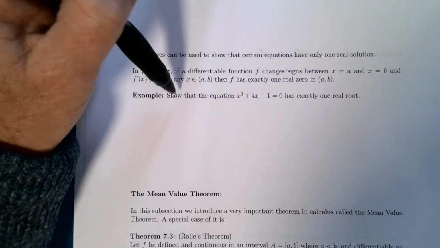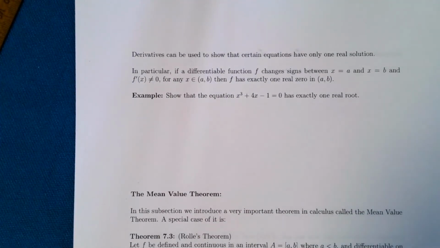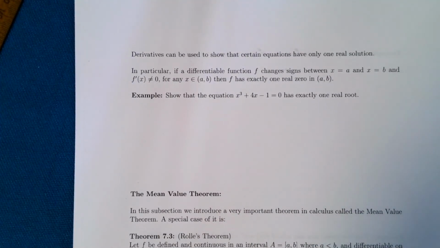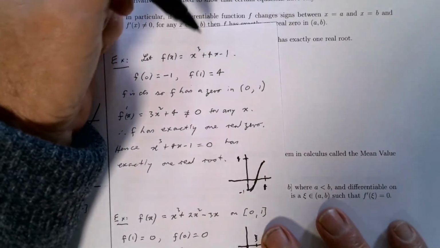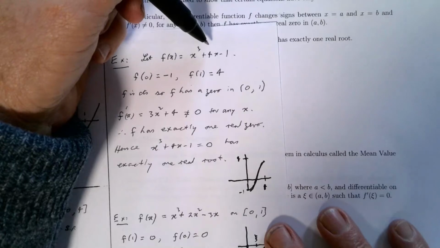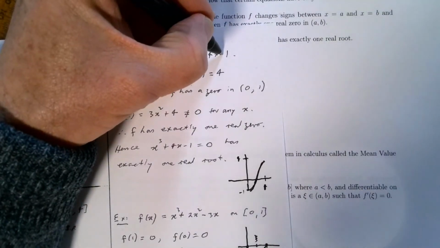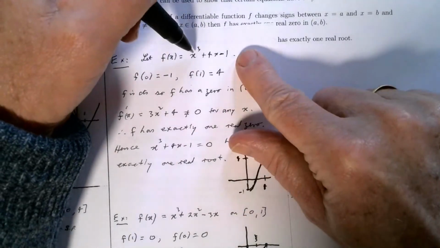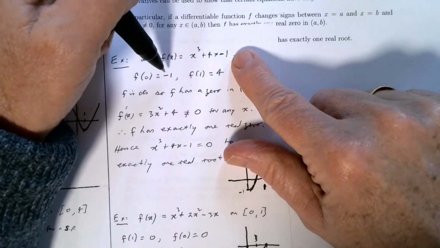So here's an example of this. We're going to show the equation x cubed plus 4x minus 1 has exactly one real root. And here is the solution to this. There's our equation. And I look at this and I'm just going to try and guess some numbers to put in, so I can see that if I put in x as 0, then I'm going to get minus 1, which is negative.